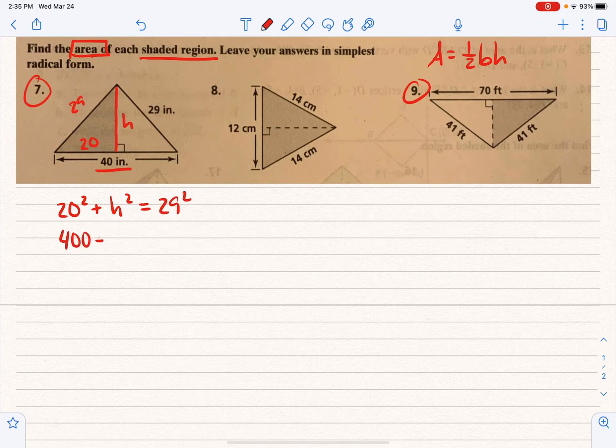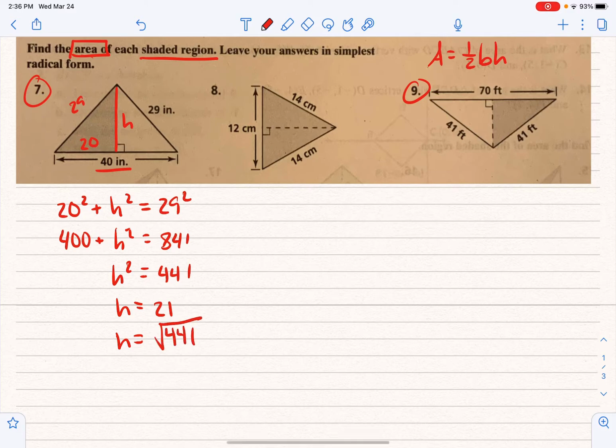So that's going to be 400 plus h squared has got to be equal to, what's 29 squared? 841. And subtract that, you get that height squared has got to be 441. And if you actually take the square root of that, that's 21. Now, maybe you didn't know that, and it's completely okay if you have the square root of 441. I'm completely okay with that. But you still got to finish the problem, okay?